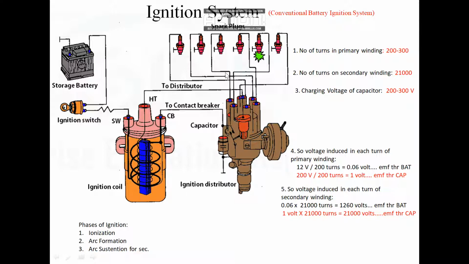This conventional battery ignition system is used in the case of a multi-cylinder engine. As we can notice, multiple spark plugs are located. Here a total of six spark plugs are present, so this ignition system is used in a six-cylinder engine. Again we can see there is a distributor located over here.